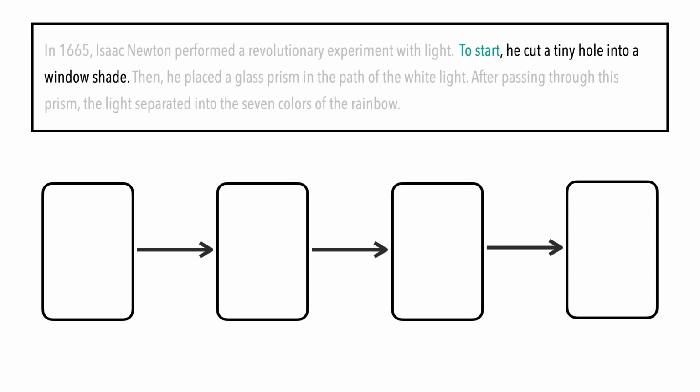We can tell by the use of the word start that cutting the hole into the window shade is the first step. So let's add that to the first box in our flowchart. Cool. Let's keep reading to see what happened next.